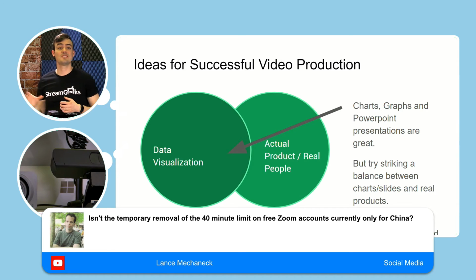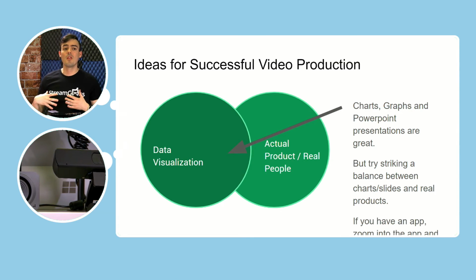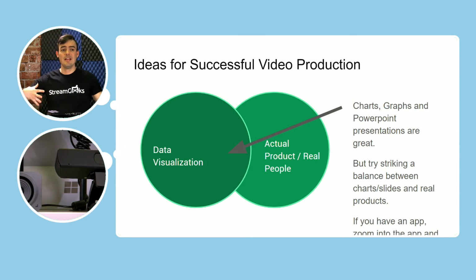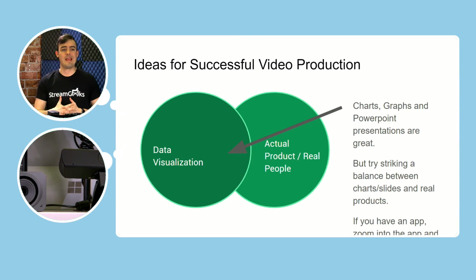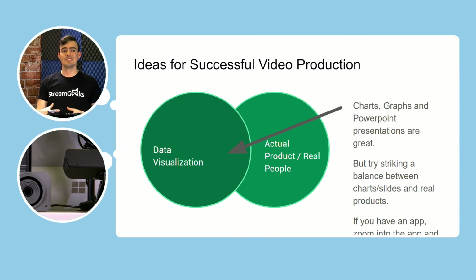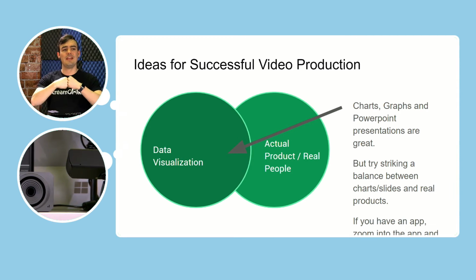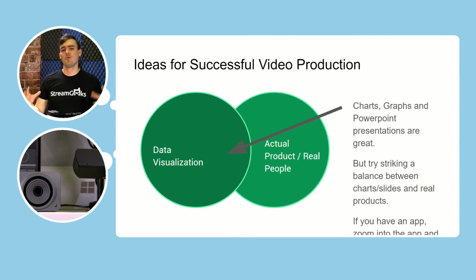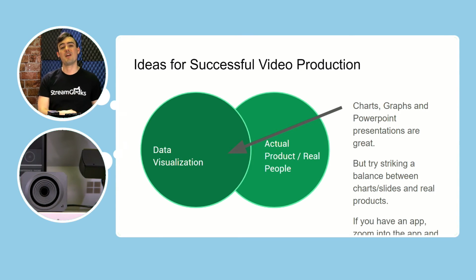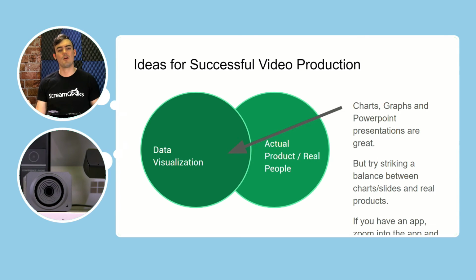Now, ideas for successful video production. One of the things a lot of people need to realize is data needs to be visualized with graphs. That's fine. But can we integrate real products, people, services, and things that help people associate the data with what it actually represents? It will make your presentation stick in the minds of your viewers much better. You'll get better engagement, and people will continue to come back and want to learn more about what you have to say if you present it in an engaging way.